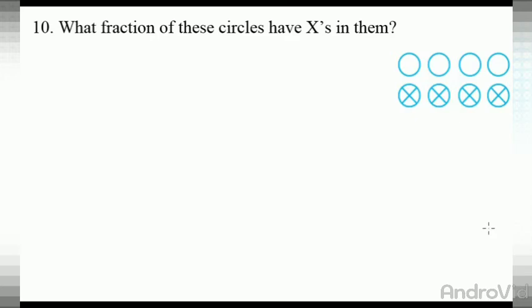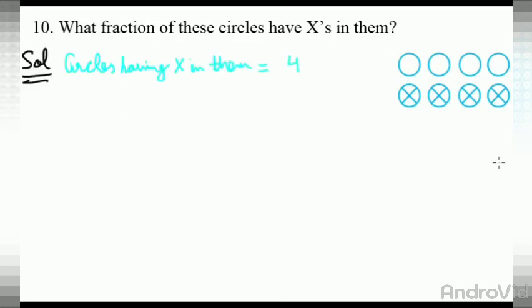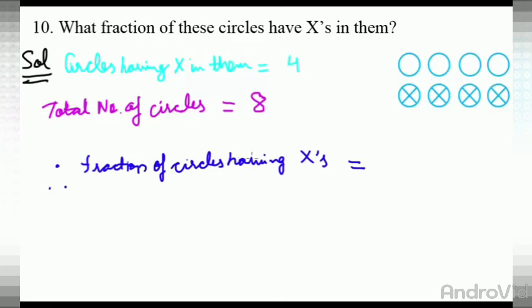10. What fraction of these circles have x in them? So we are given 8 circles and we have to find the fraction. So circles having x in them, there are 4 circles which have x in them. Total number of circles, as we said earlier, 8. Therefore, fraction of circles having x would be circles having x, that is 4 over total 8. Therefore, 4 over 8 is the answer for the question.